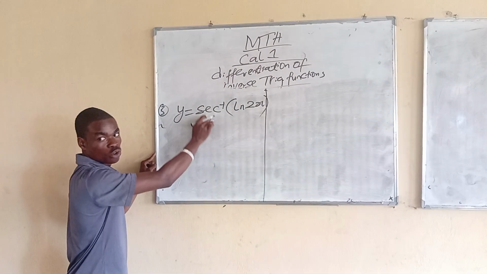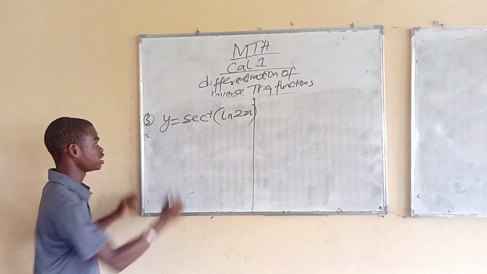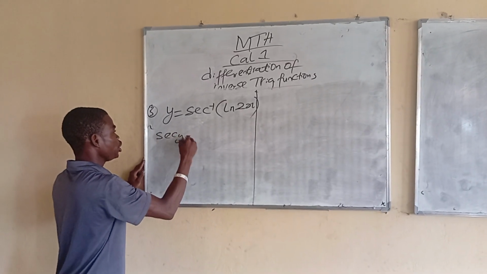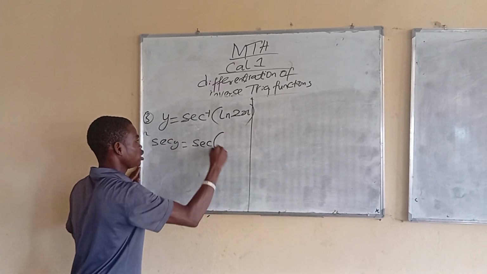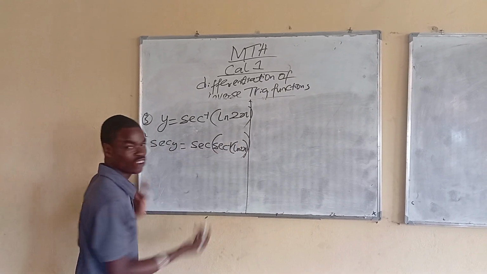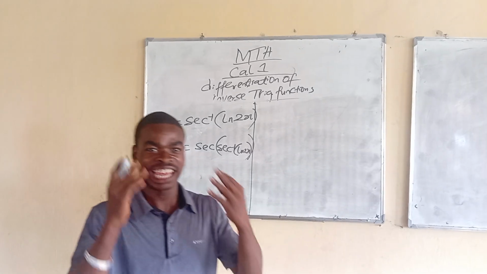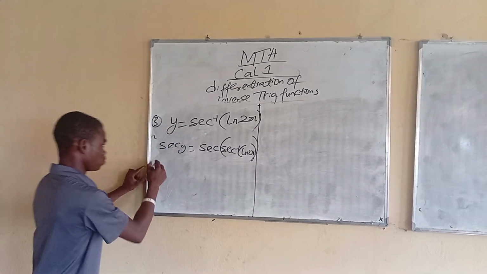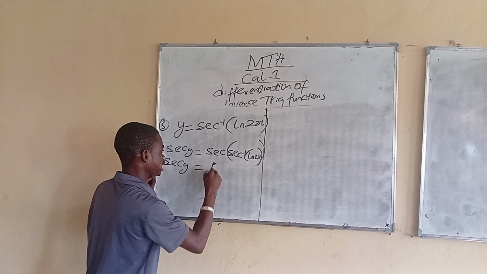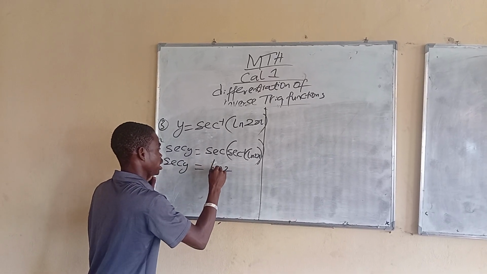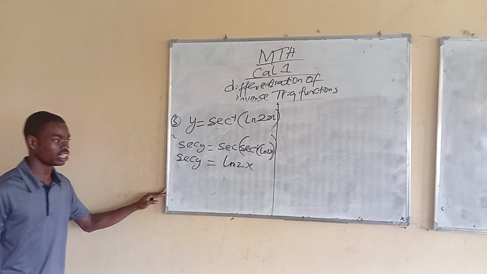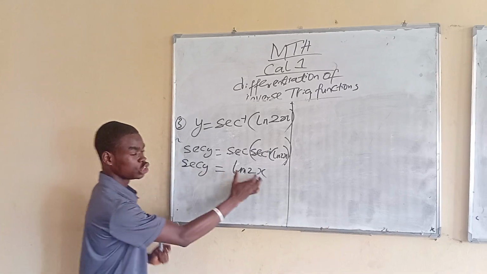First of all, get rid of the trig inverse. Multiplying both sides by sec, you get sec y equals sec of sec inverse of ln 2x. I don't know how you guys call it, but I call it ln 2x. So sec y will be equal to what? Ln 2x, because this sec has cancelled off this sec inverse here. Now you differentiate both sides.